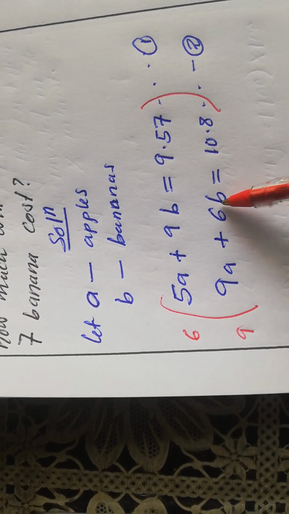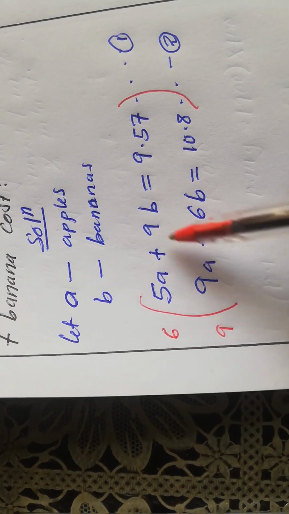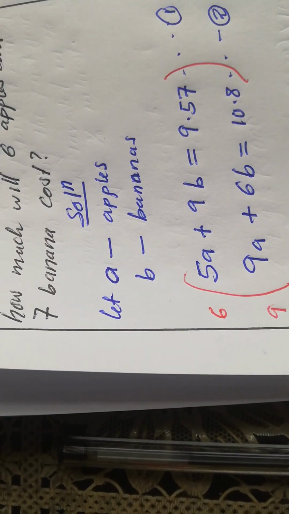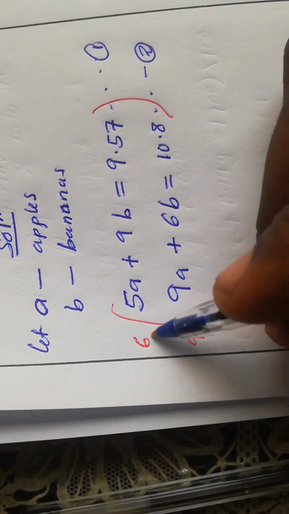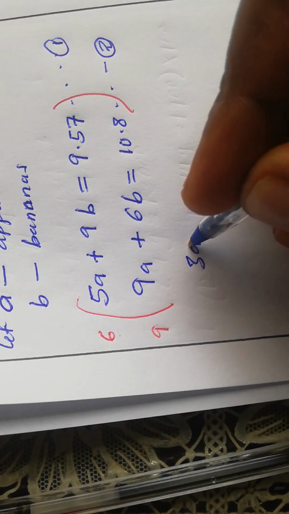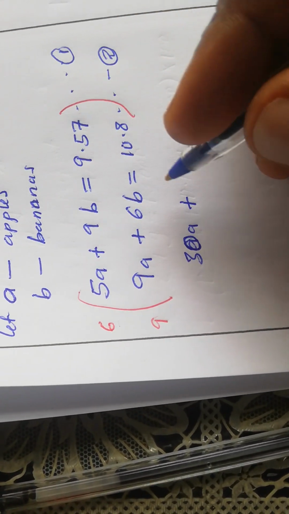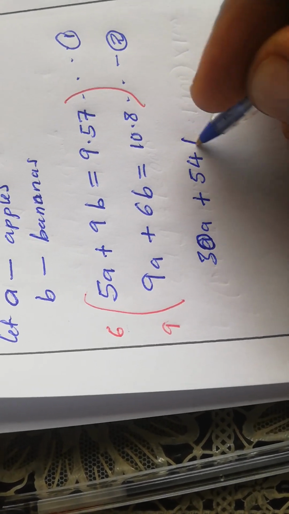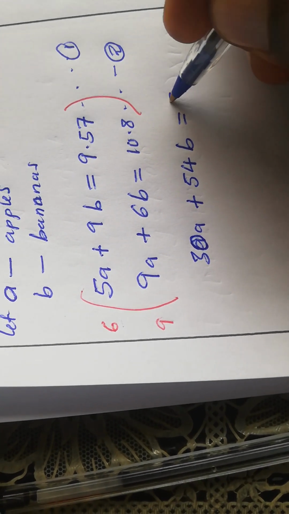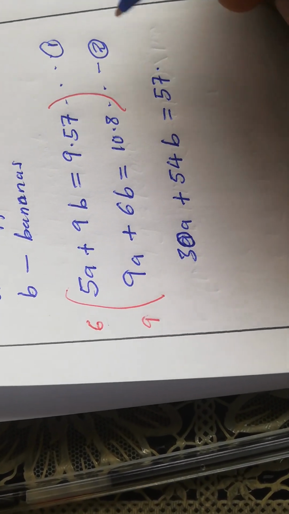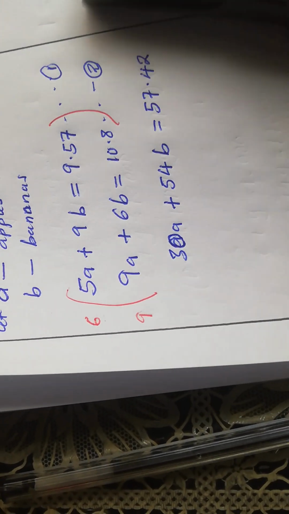Why am I doing this? I want to eliminate this. So the coefficient, this 6, I'll put it there. The coefficient 9, it is there. Now, if we do our mathematics very well, what we are going to get is this multiplied by that, it will give me 30A, plus this multiplied by that, it will give us 54B, and this multiplied by that is going to give us 57.24.